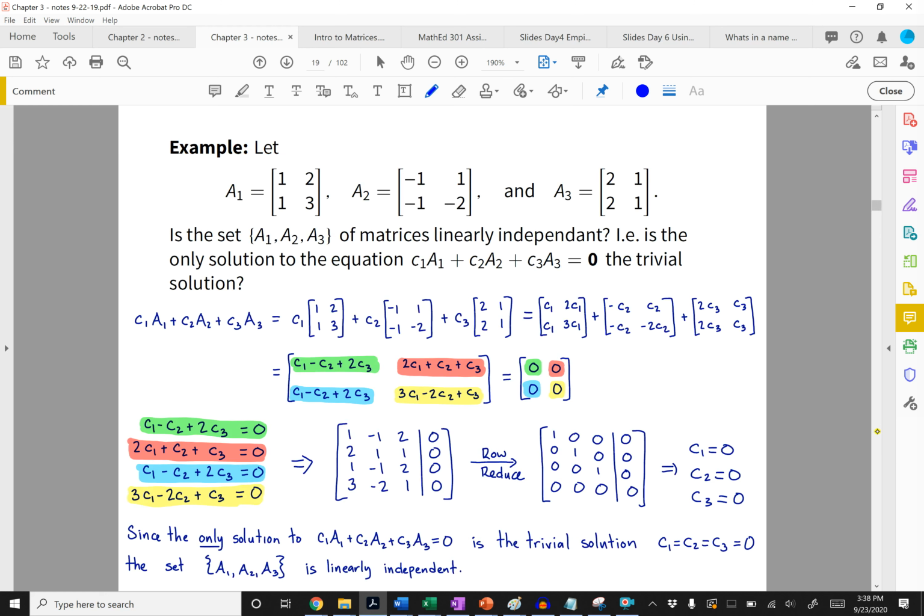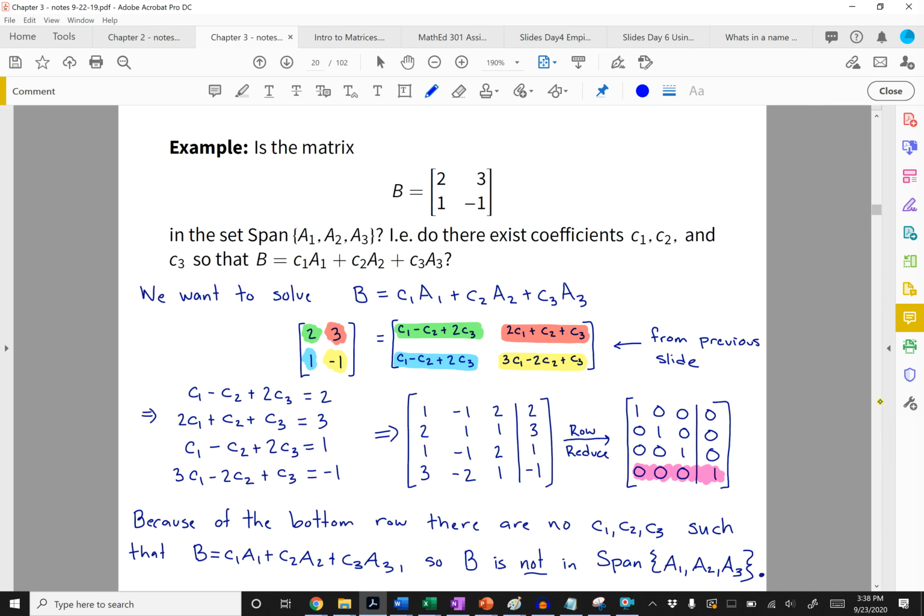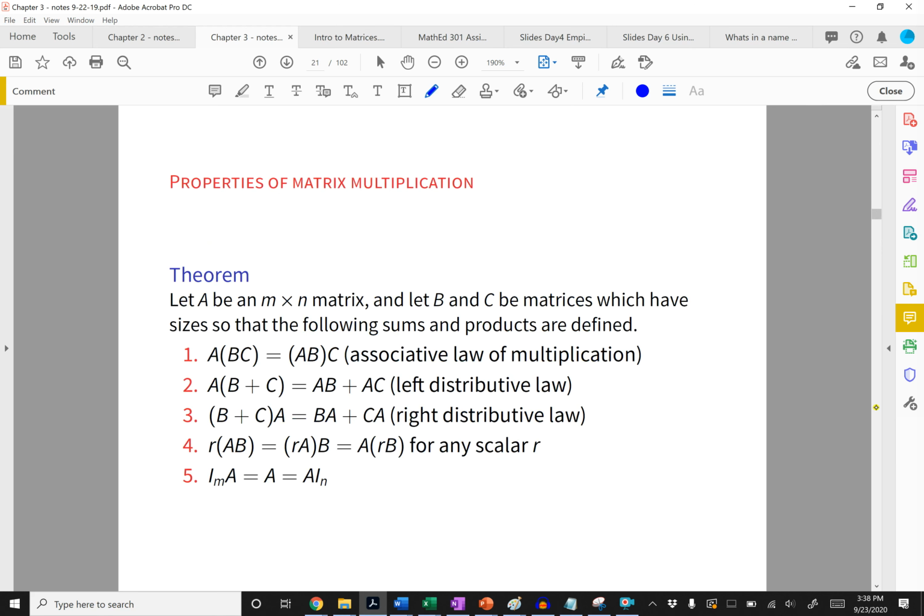So you can generalize the idea of independence and dependence to matrices. If you can take combinations of one matrix to make another matrix in the set, then they're dependent. But we're not going to have you do problems like this.